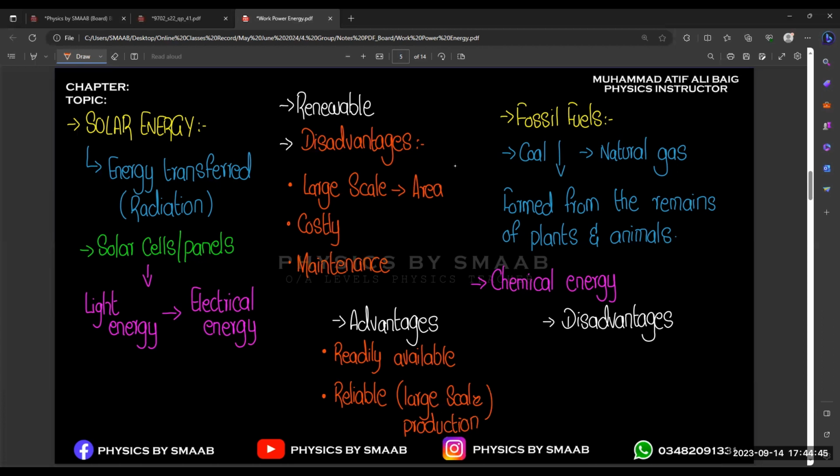And secondly, it also takes hundreds and thousands of years for fossil fuels to form, right? Because you know that there is a complete biological process of decomposition, when the bodies of the animals or the plants are buried under the earth's surface, it will take time and it will convert into the fossil fuel, right?